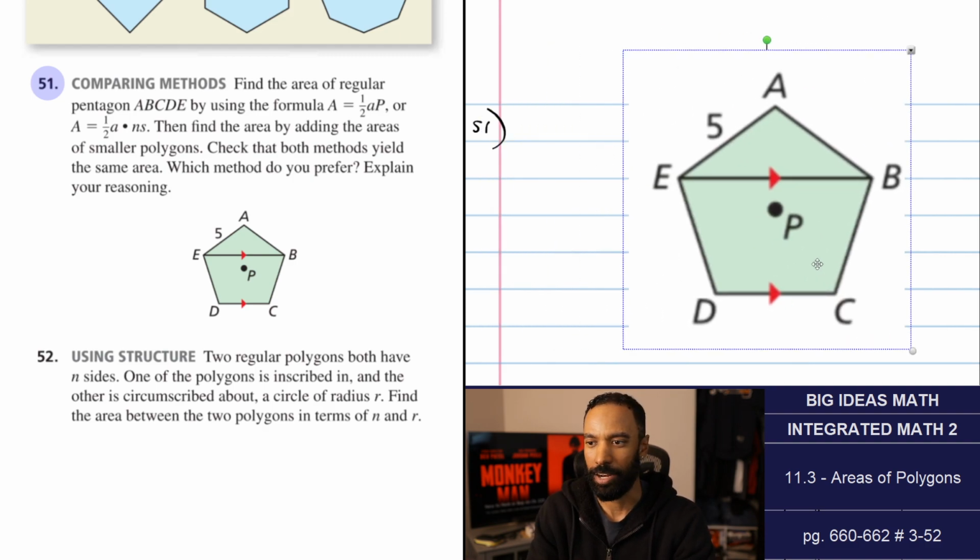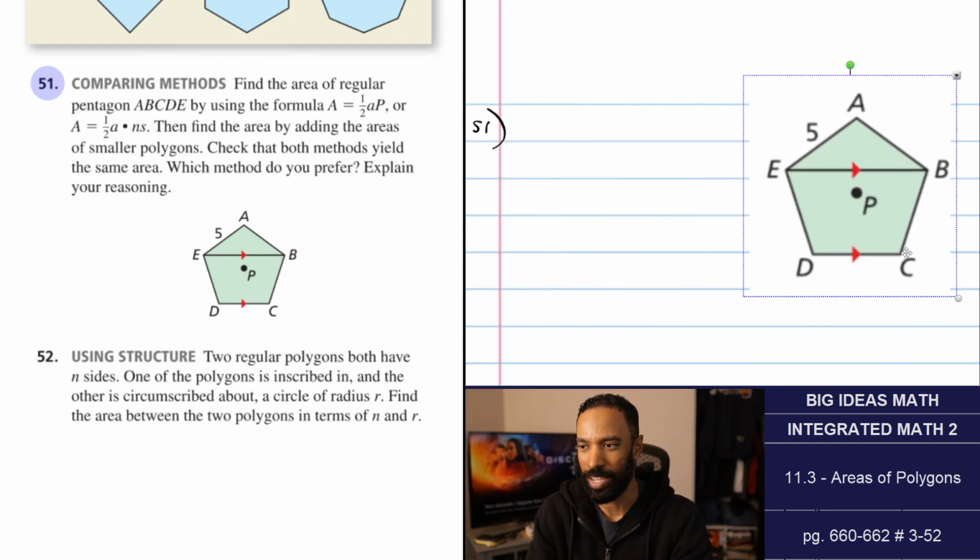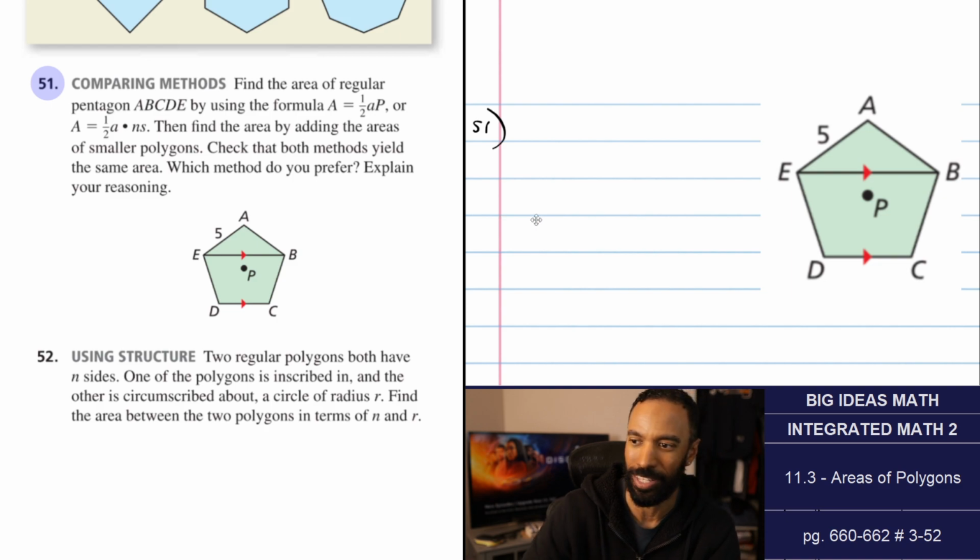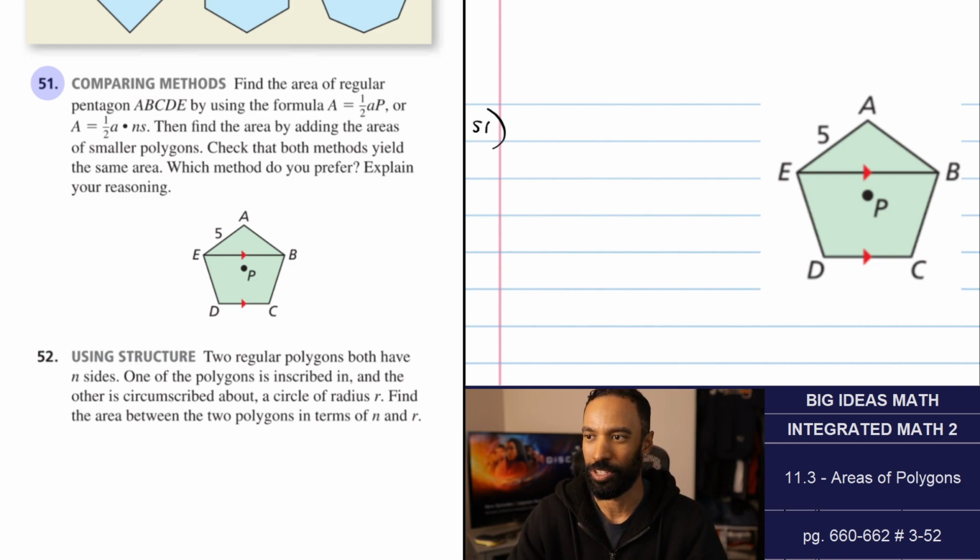I'm sick of pentagons, though, in the sense that it's not trig-based. I don't have a formula for it, really, and I've used that 72 over and over. So let's find this using 1/2 AP. Remember, in this case with the center, this is going to be 36 degrees. We have a side length of 5, so half of that is 2.5. I need the apothem here.